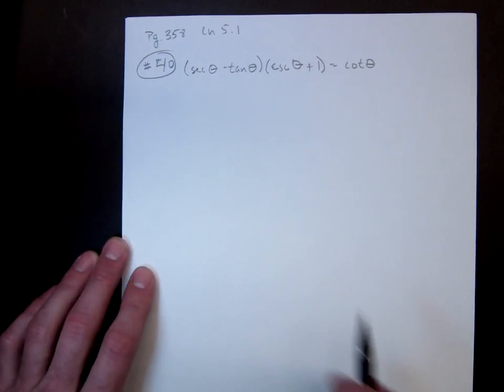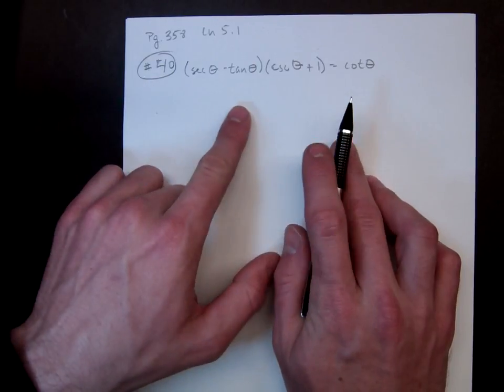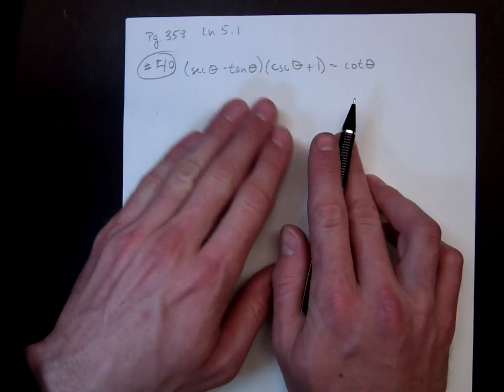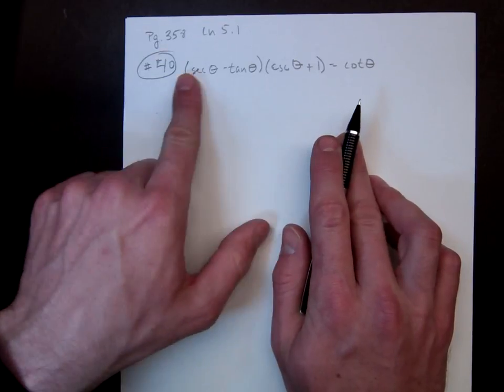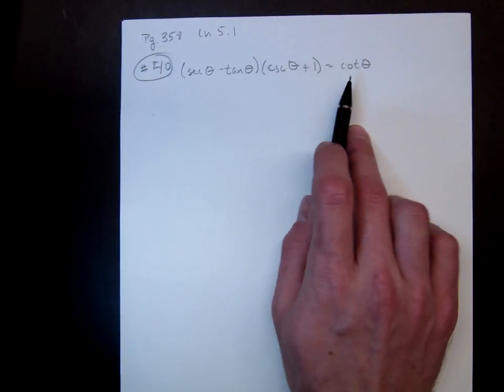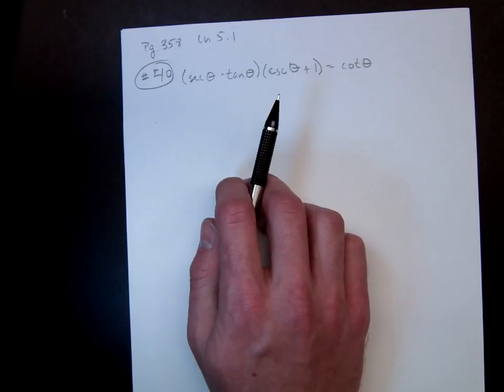Alright, so here's another example where we're asked to verify an identity. Obviously in this problem we want to start with the most complicated side, which is, I think, fairly obviously going to be the left side here. The right being one term and the left being the product of two binomials.